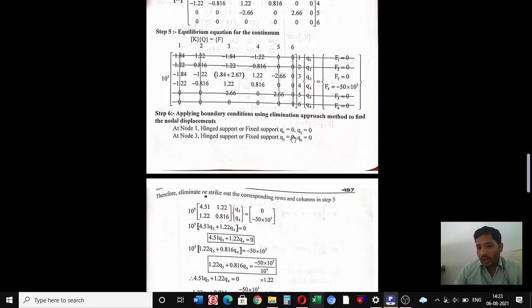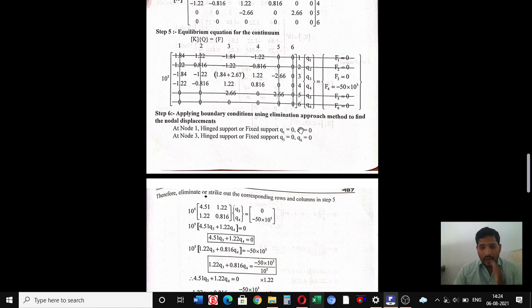Clear. Q1 equal to 0, Q2 equal to 0, Q5 equal to 0 and Q6 equal to 0, because a hinge support or fixed support is acting at node 1 as well as at node 3. If it is fixed, for Q1 we need to eliminate the first row and first column, and Q2 is also 0. We need to eliminate the second row and second column. Clear? And for Q5, we need to eliminate the fifth row and fifth column, and Q6 is also 0, so the sixth row and sixth column will cancel.